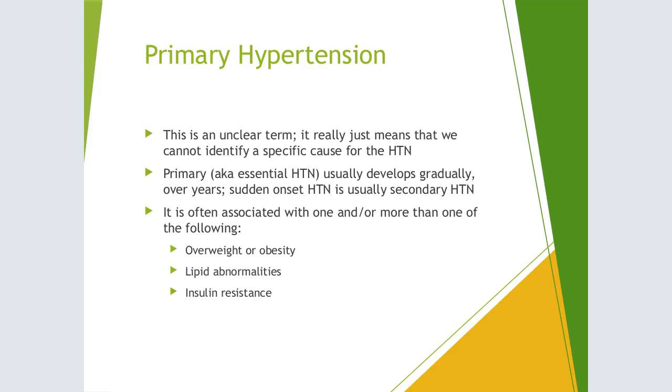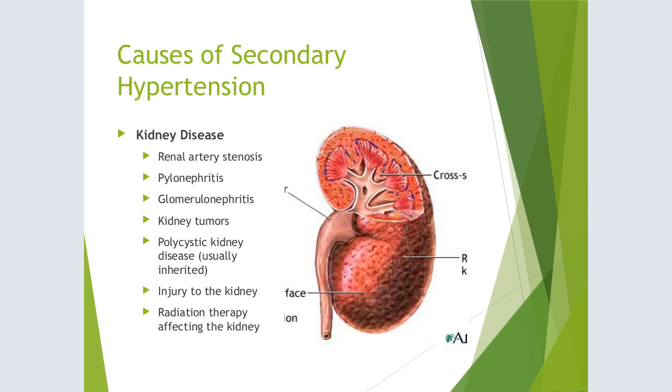You can also see some problems with lipid abnormalities, insulin resistance. Think metabolic syndrome. Okay, obviously hypertension is part of metabolic syndrome, but you will see this insulin resistance, lipid abnormalities, and obesity with primary hypertension. Causes of secondary hypertension: renal artery stenosis, pyelonephritis, glomerulonephritis, kidney tumors, polycystic kidney disease, which is usually the inherited polycystic kidney disease, injury to the kidney of some sort, radiation therapy affecting the kidney, again, part of that injury to the kidney.